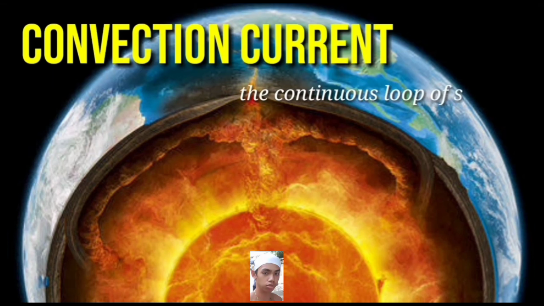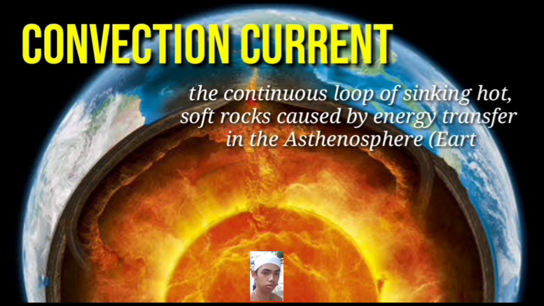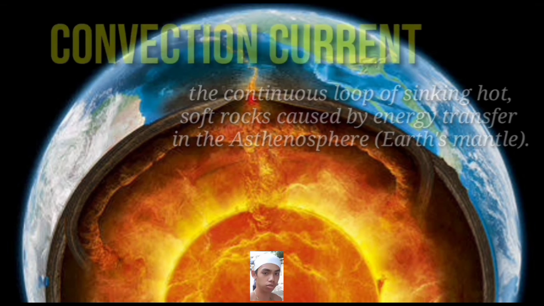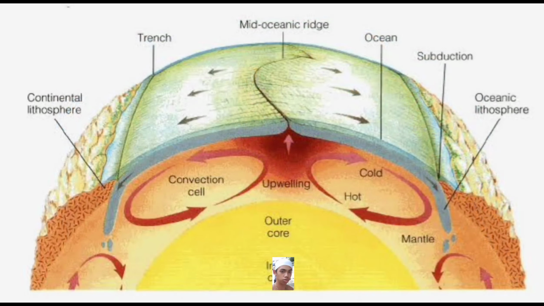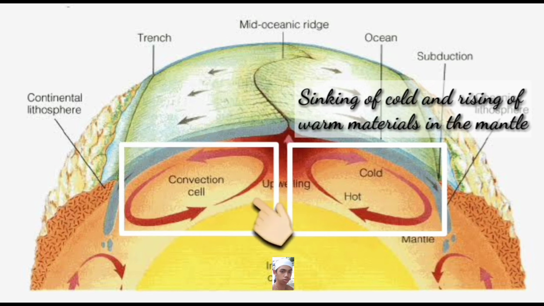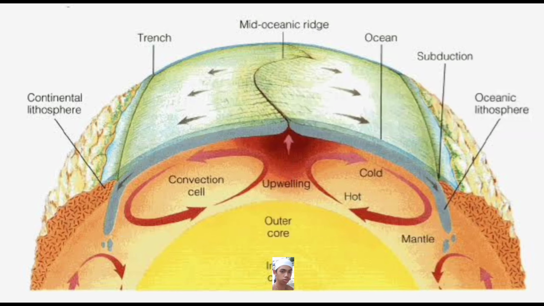Convection current, the continuous loop of sinking hot, soft rocks caused by energy transfer in the asthenosphere or Earth's mantle. Convection creates loops of sinking and rising materials in the mantle. This circular pattern is called convection cell. This carries heat to the surface of the mantle much faster than heating by conduction. That's why a convecting mantle is an essential feature about divergent boundaries.